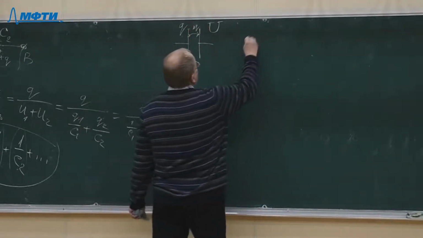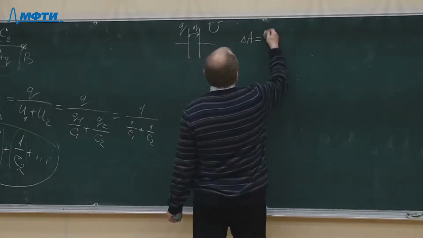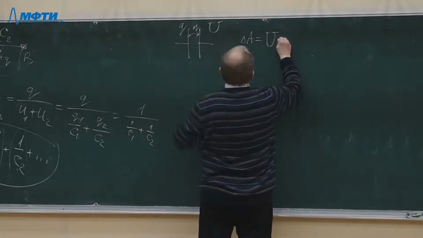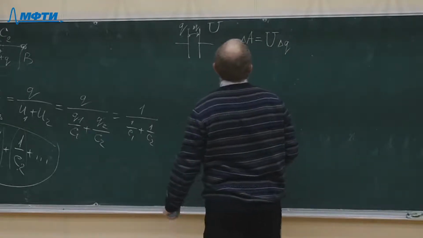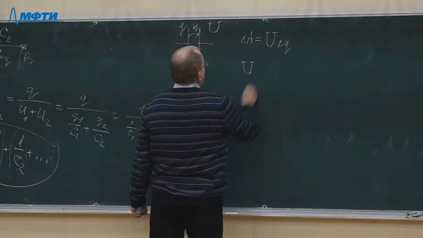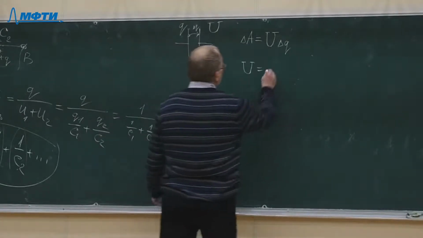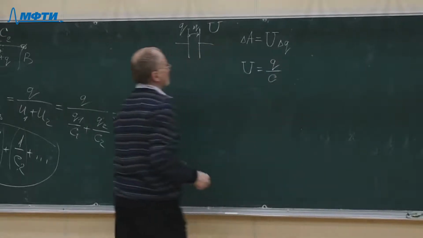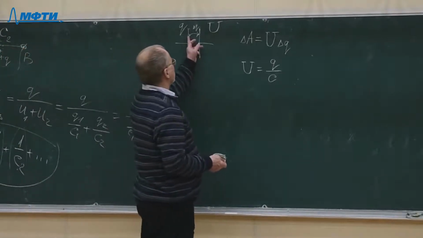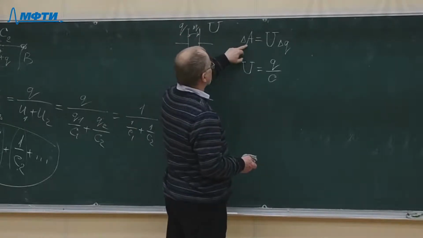will perform some work delta A equal to the potential difference times charge delta Q. And the potential difference is known to be charge divided by capacitance. So if we take some charge and carry it to another plate against the field, we will perform some work.